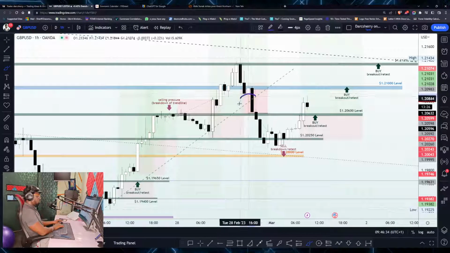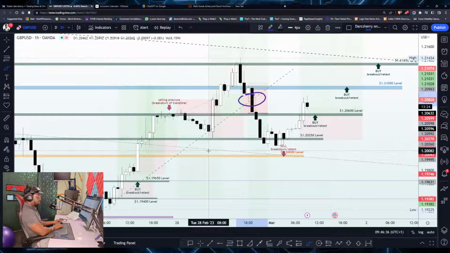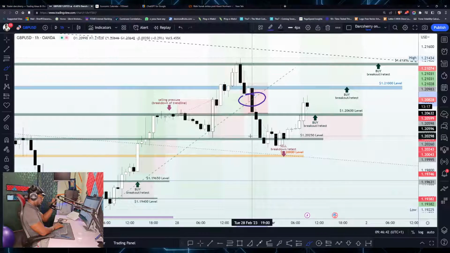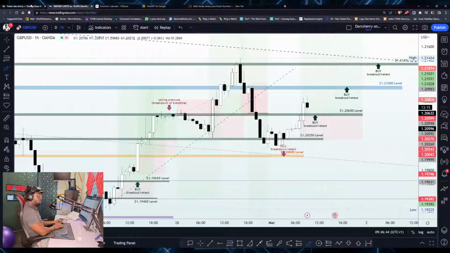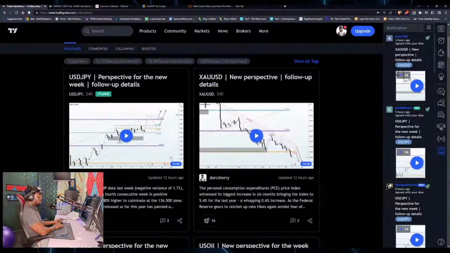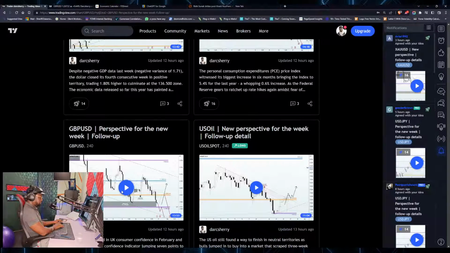And at the sight of this engulfing candle that broke down that bullish trend line, it was a beautiful signal that we want to be joining a decline at that point. And I shared this on my public platform, that was yesterday. Hold on a second, let's quickly run through my commentaries on the GBPUSD.